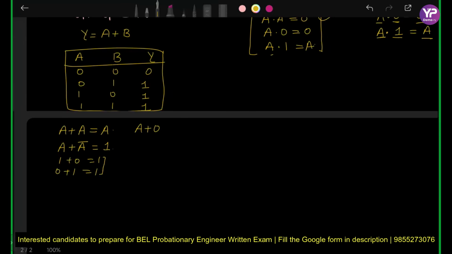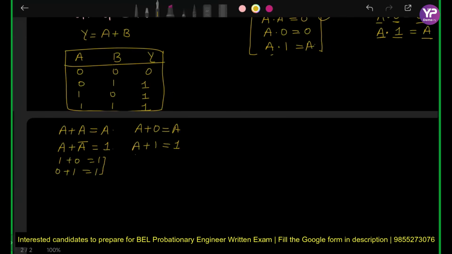A or 0 is A. Very good. A or 1 is how much? It will be 1, not A.